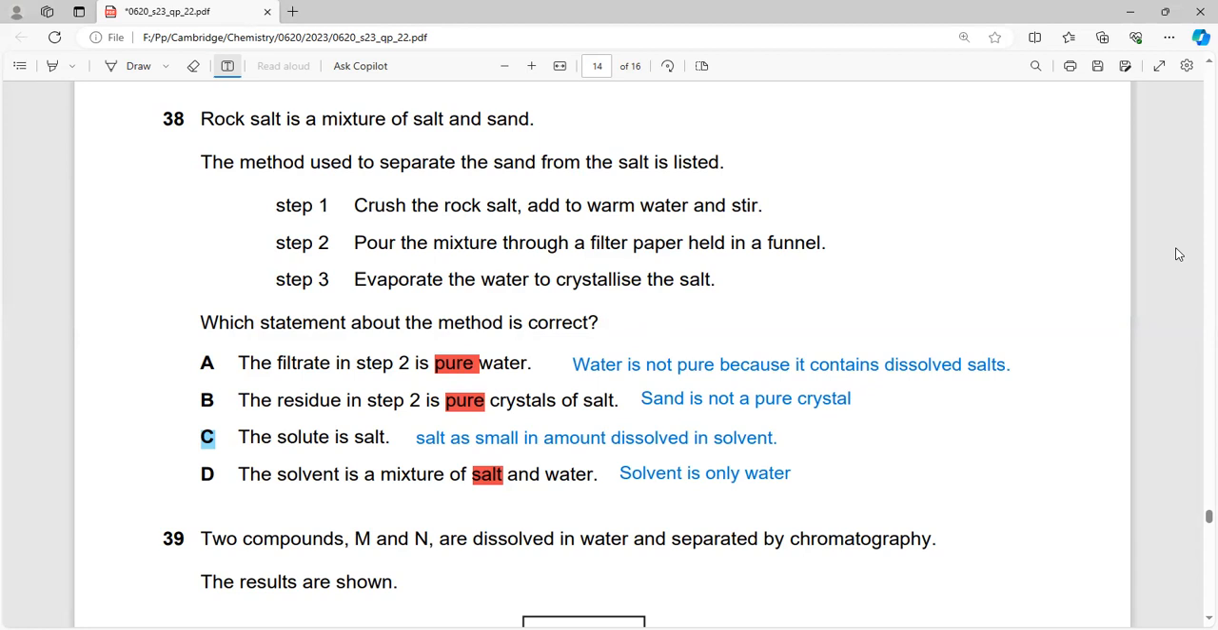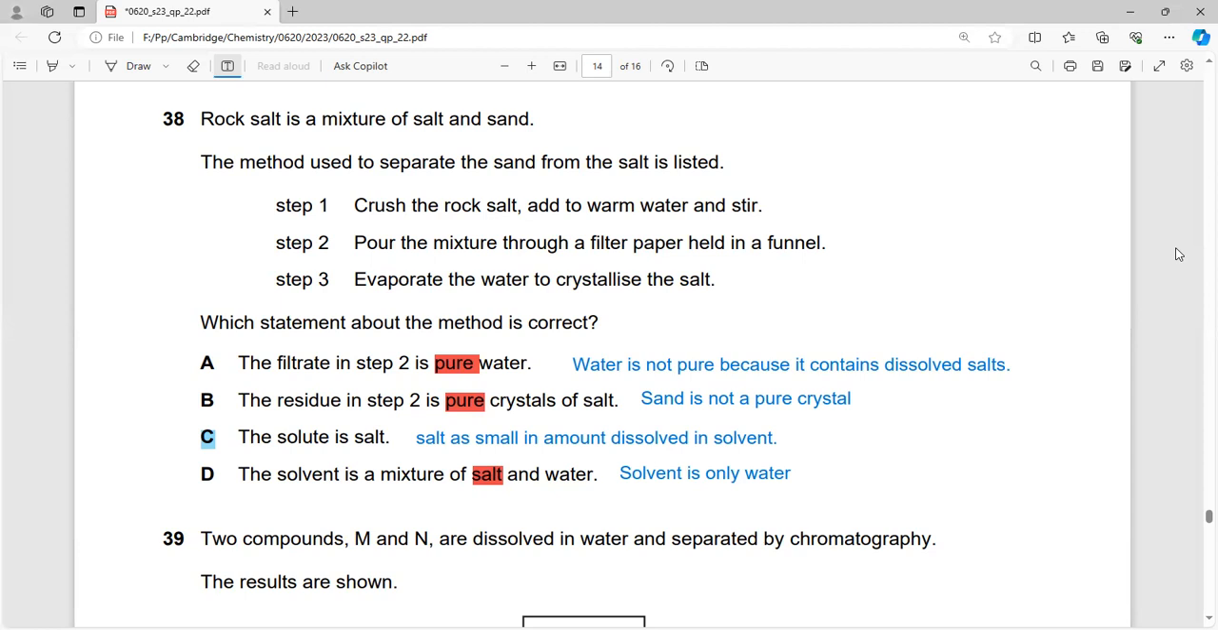In the second step, pour the mixture through the filter paper held in the funnel, and evaporate the water. The salt will come out of the water, and after evaporation we can get the crystals of salt. So which statement about the method is correct?